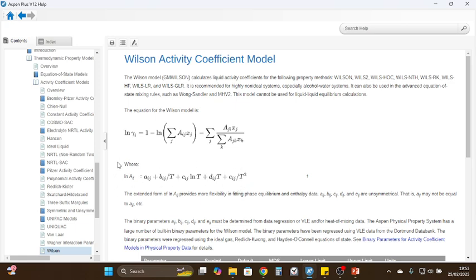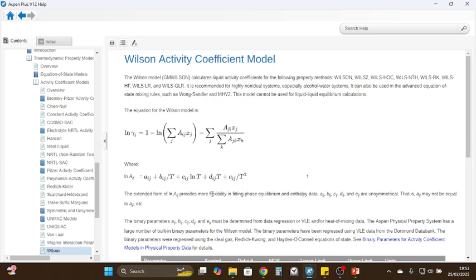We calculate Aij from this correlation over here. If you look at this correlation, there are a total of five parameters that are required for the interaction parameter: Aij, Bij, Cij, Dij, and Eij. And since there are two components, there will be a total of 10 parameters that need to be evaluated for the proper estimation of this Wilson activity coefficient model.